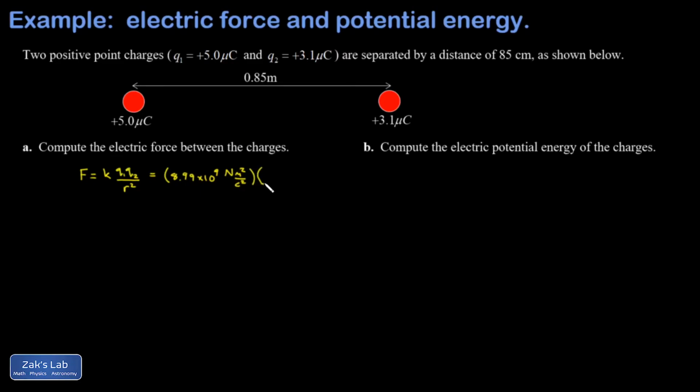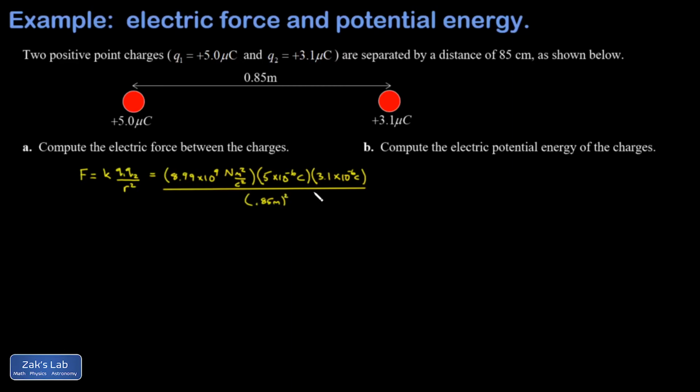Let's plug in our two charges. So the one on the left is 5 microcoulombs, and micro means 10 to the negative 6th. The one on the right is 3.1 microcoulombs. And our separation distance is 0.85 meters, and I need to square that.